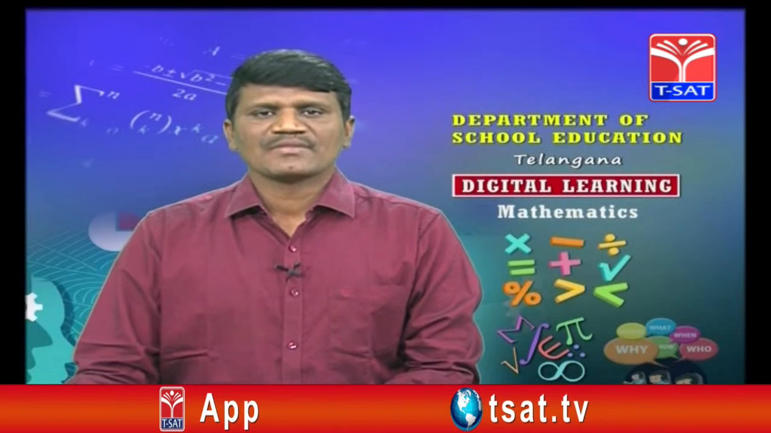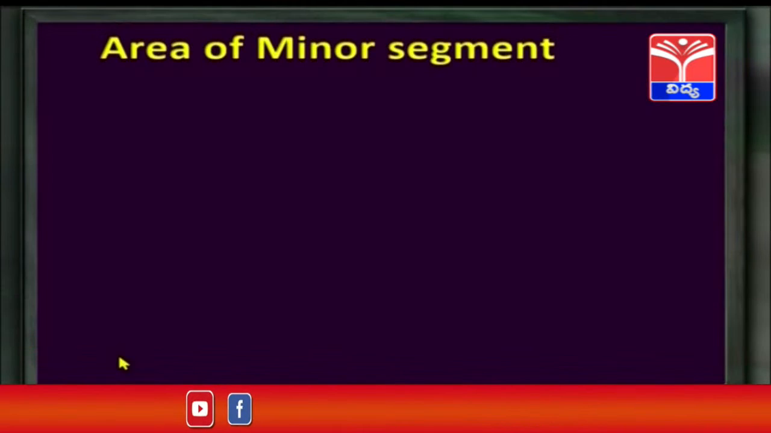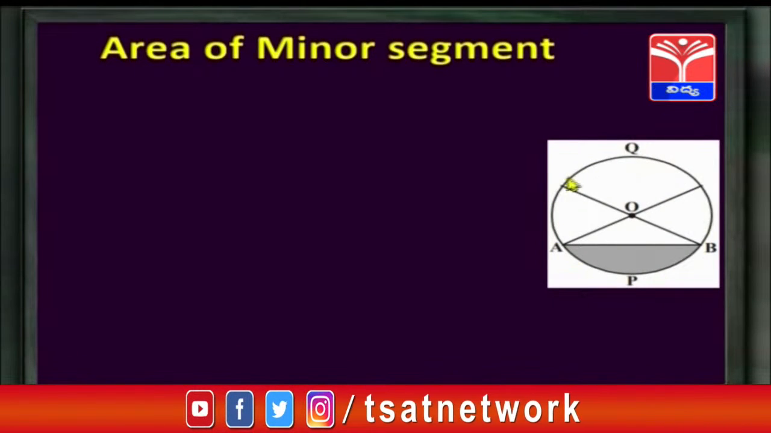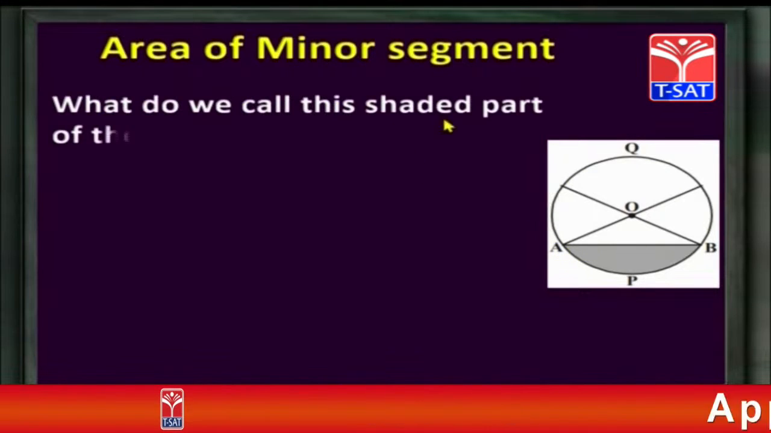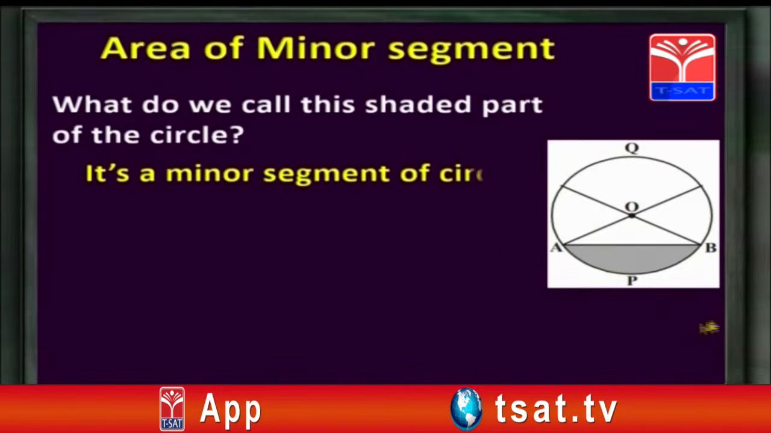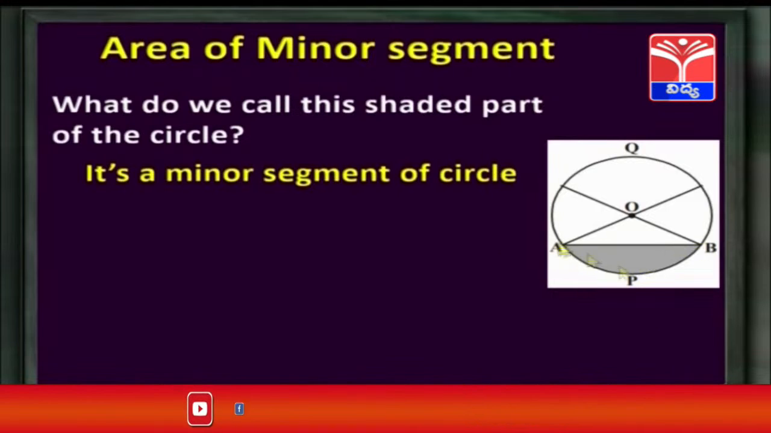Now, let us see the area of a minor segment. How to find the minor segment area? Observe the figure, students. Here this is a circle and AB is a chord. What do we call this shaded part of the circle? We call it the minor segment of a circle.